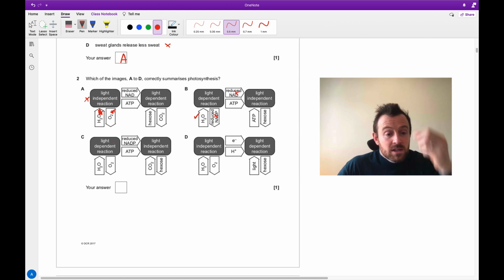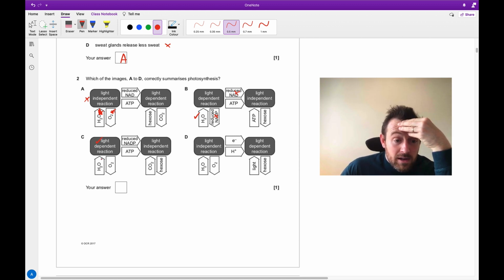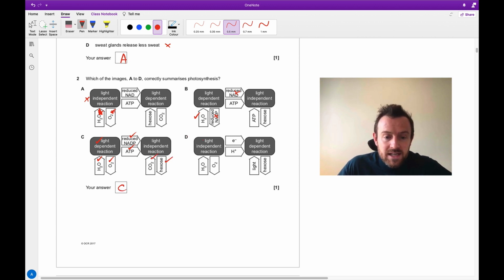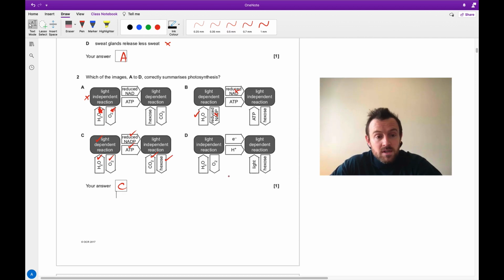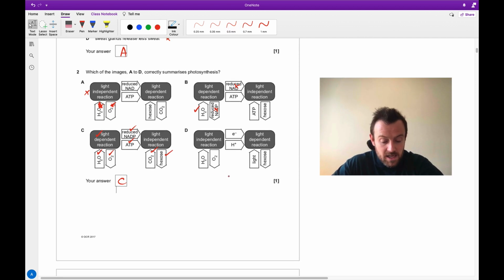Let's try this one. Light dependent. Okay, this is light dependent on the left. H2O going in, O2 coming out. Yes. Reduced NADP. That's correct. Light independent reaction. CO2 goes in and hexose comes out. So C is correct. Great. D, well, that's on the left, so yeah, that's not right. So the answer is C. That's a tricky one. Attention to detail is the key.